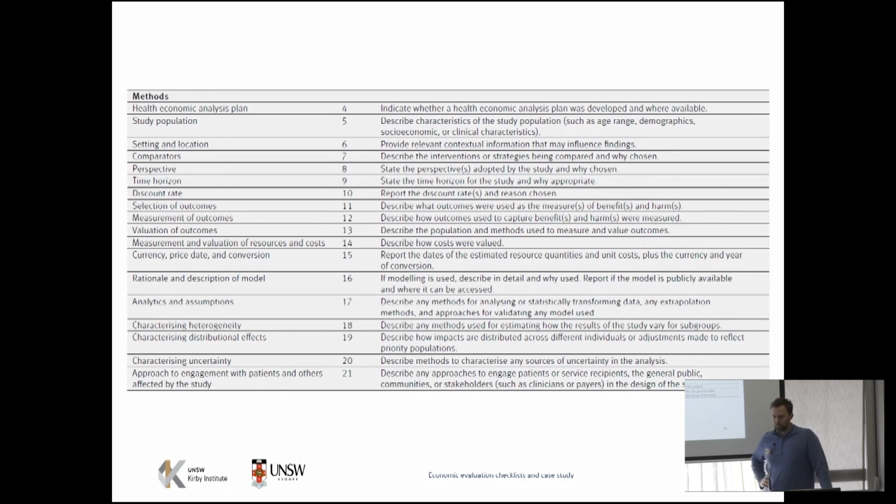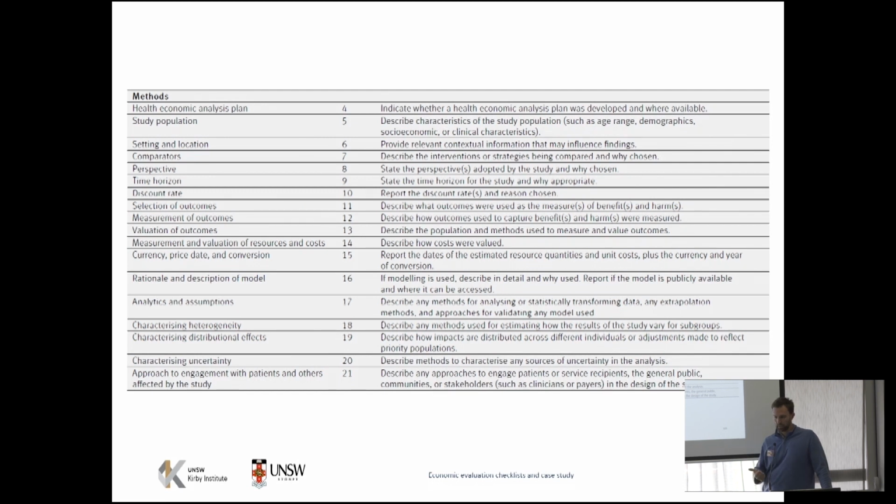So item number 4 is having a health economic analysis plan. I think this is a fairly new one here. This is the CHEERS 2022 checklist, an update from a previous version, and there are a couple of things added in the most recent version.